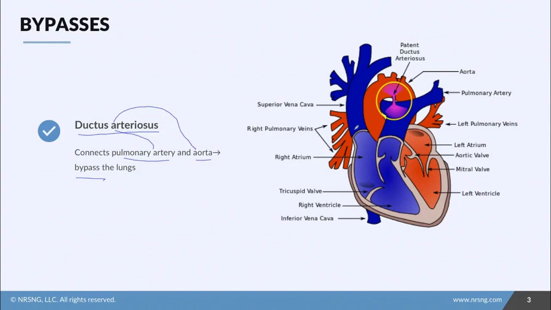If you look in this image, you can see that there is the ductus right here where it's circled, and the blood is going to move from the pulmonary artery and go into the aorta, and that is going to bypass the lungs.